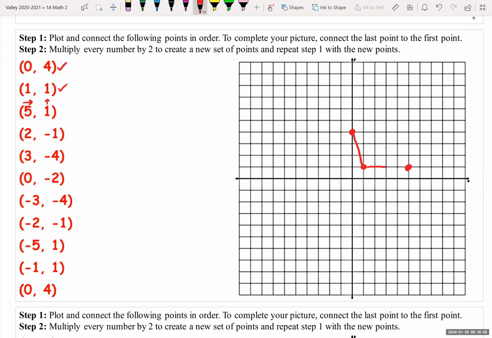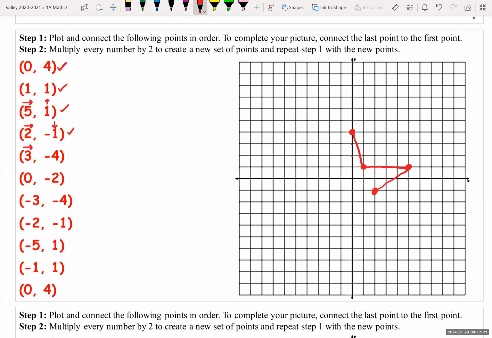All right, then we're going to connect those together and we're going to say, okay, that one's done. So I put a check mark. So I'm going to keep going and do the same thing over and over. So 2, I'm going to go right 2, down 1. From the center, go to the right 2, down 1, put a dot, and then connect those together. So that one's done.